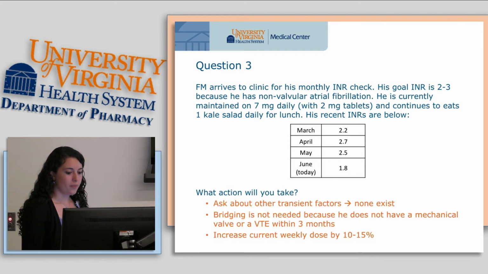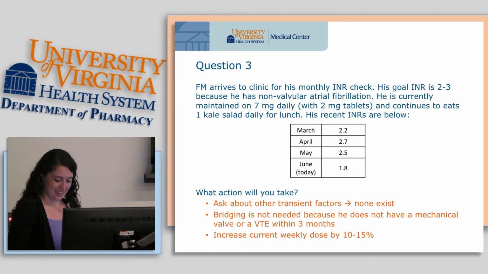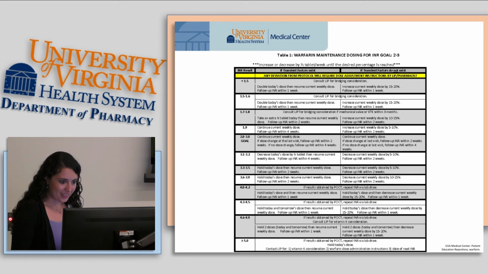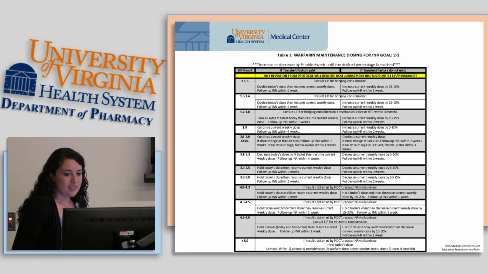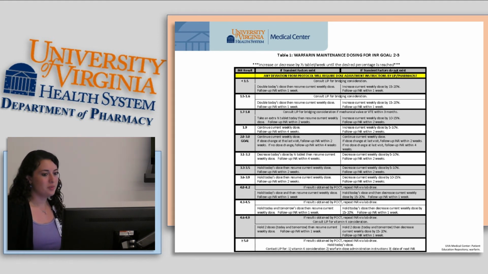And so we asked him about that, and then his response was that none of them existed. And so then based on that chart, he would fall here in this section. So no transient factors exist. And so then we would say that we could increase his dose by 10 to 15%.